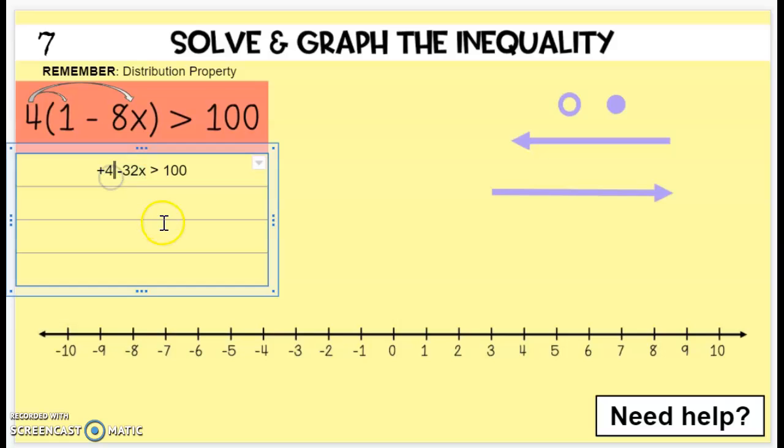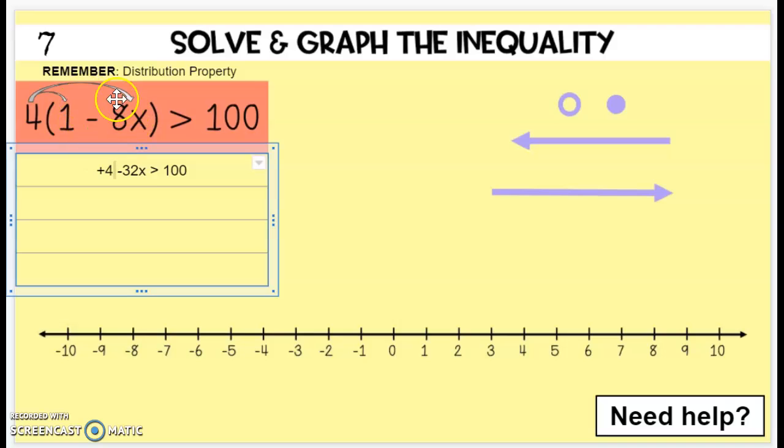So you're going to start by doing the inverse operation of positive 4. And then you're going to do the inverse operation of multiplying by 32, negative 32x, negative 32 multiplied by x, sorry, which would be then division.